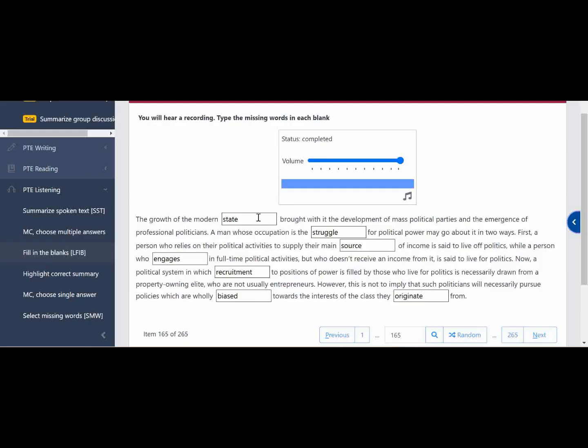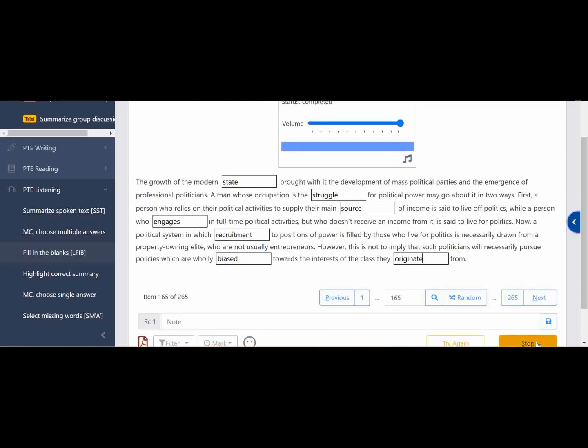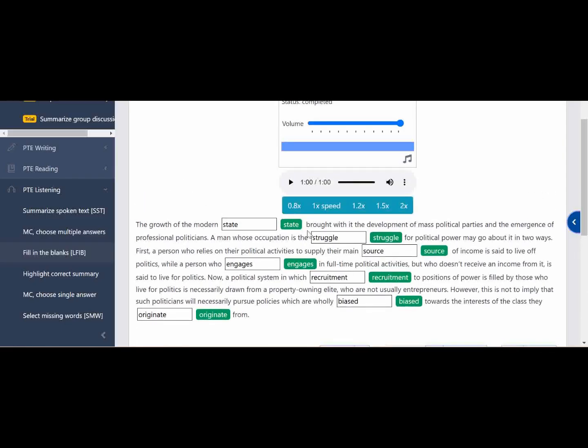So modern state, the struggle, their main source of income, engages, in which recruitment, biased, and the last one is originate from. So let's check answers. So these are the answers. Check your spelling. Struggle with double G, engages, recruitment, biased, and originate.